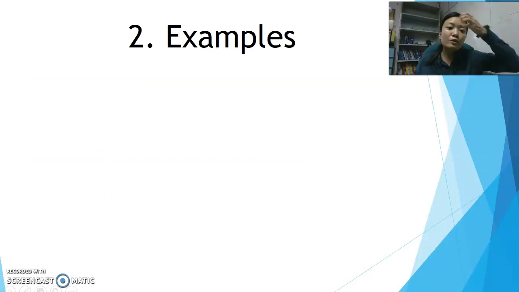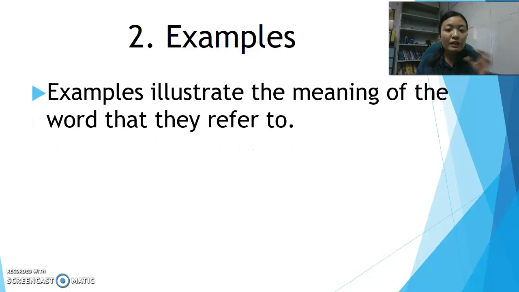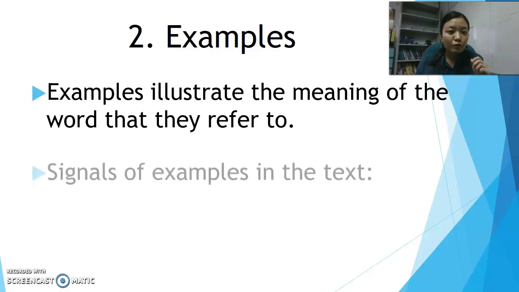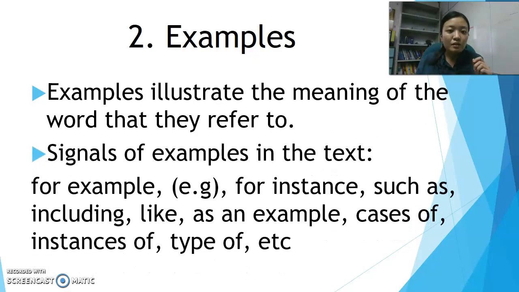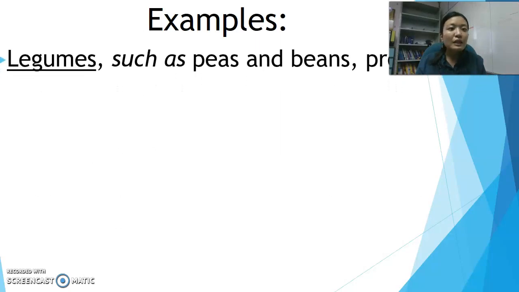Now we look at how they use examples to help you guess the meaning of the words. They actually illustrate the word that they are referring to, and the signals are words like for example, for instance, such as, things like that. Okay, let me show you some examples. Legumes, such as peas and beans, produce pods.